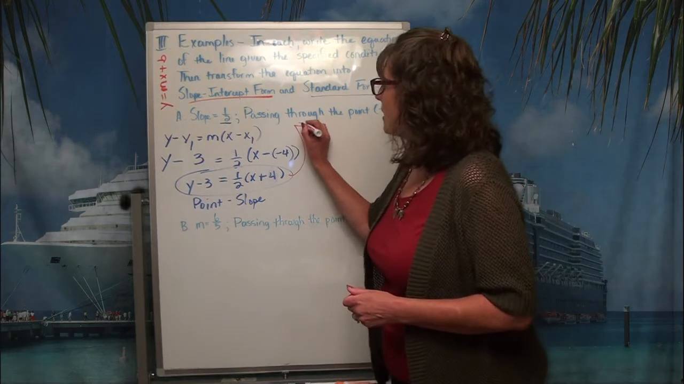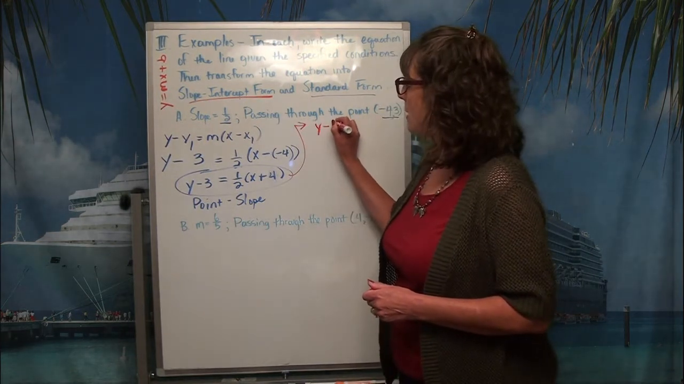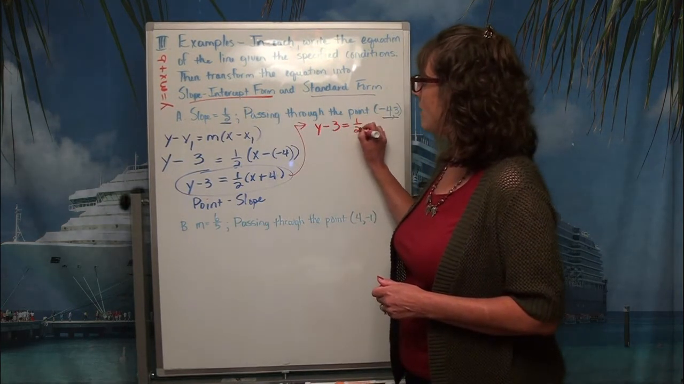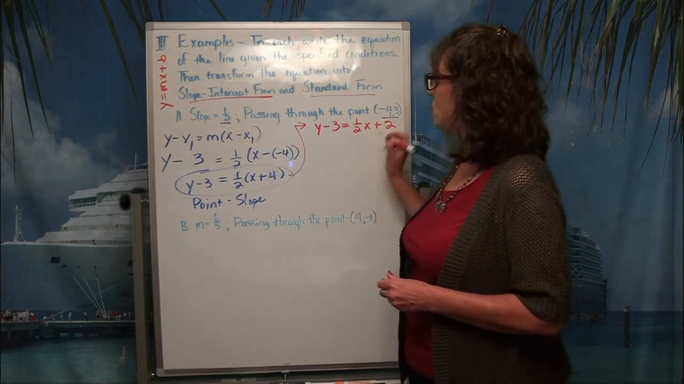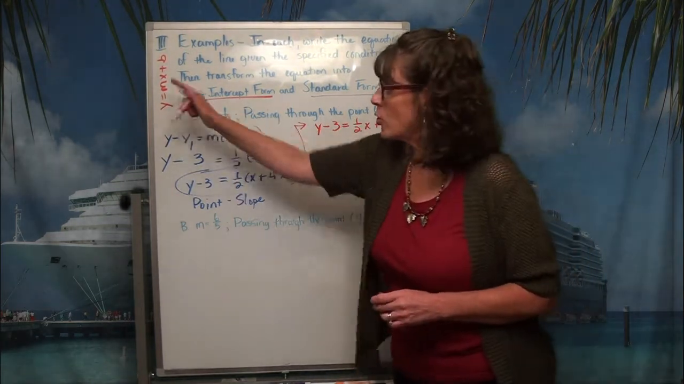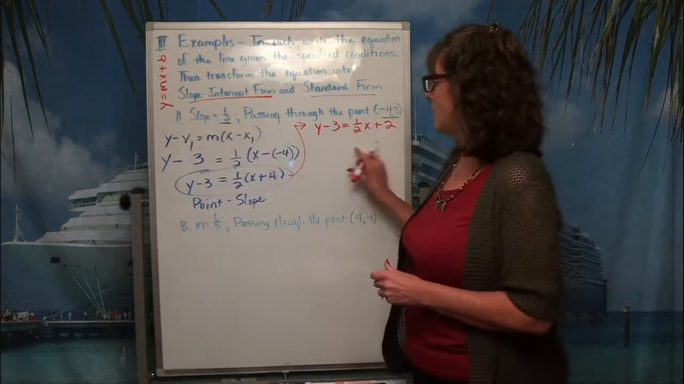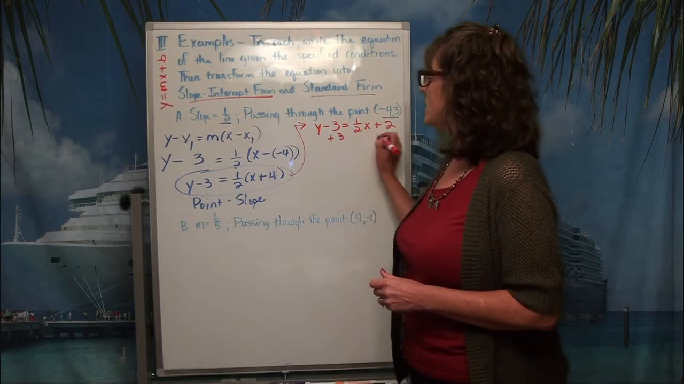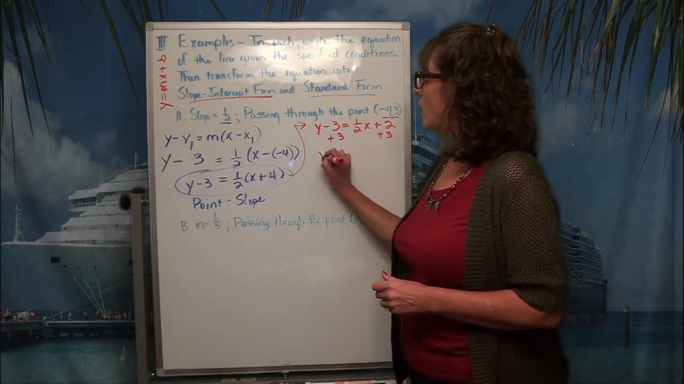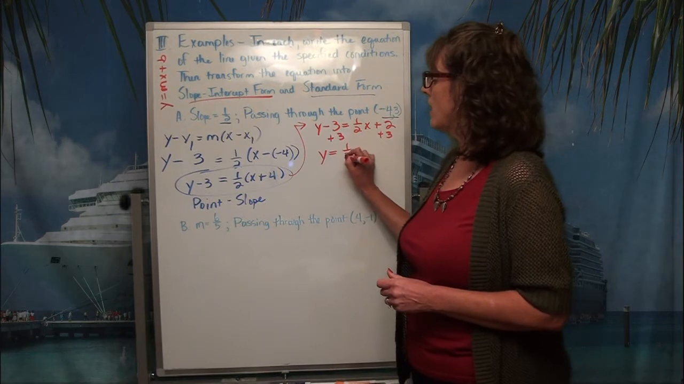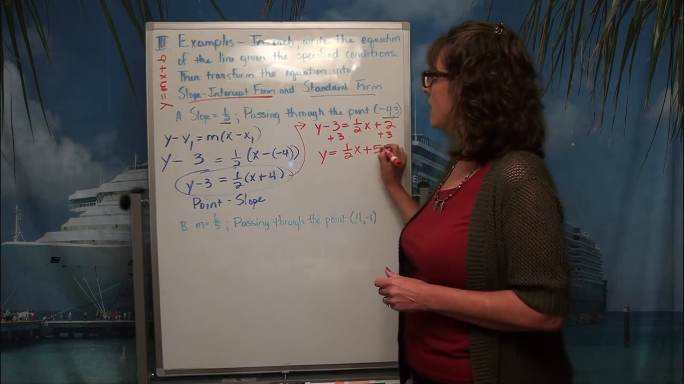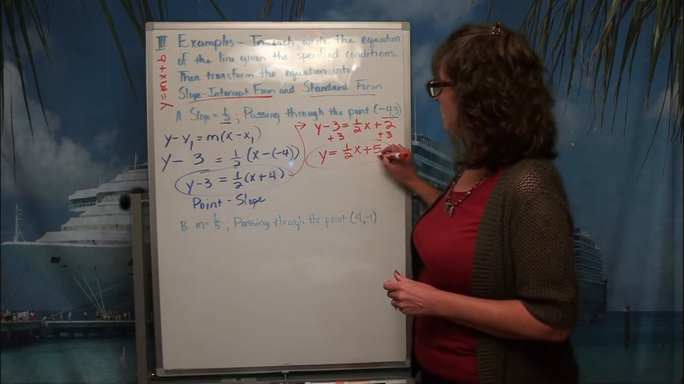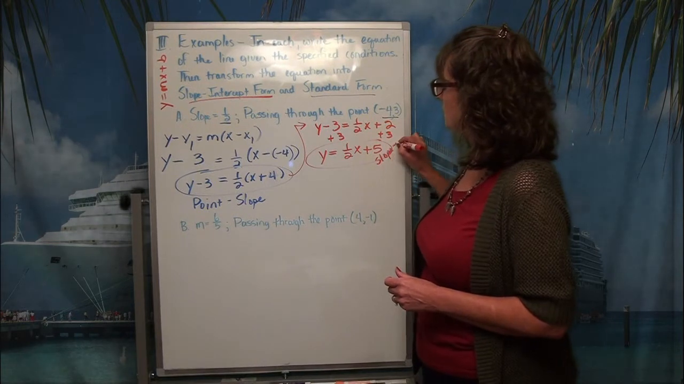So like I said, in the distributing, I'm going to get y minus 3 equals 1/2 x plus 2. I'm very close to this slope-intercept form. I just need to add that 3 to the other side to get that y by itself. And when I do, that'll give me y equals 1/2 x plus 5. Ta-da! We are in slope-intercept form.